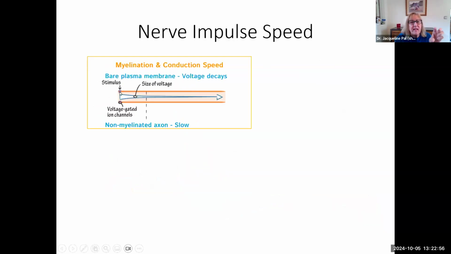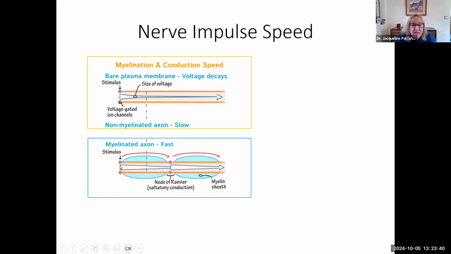Because what happens normally in a naked bare plasma membrane, where you have a naked axon without a myelin sheath, when you have the stimulus and you have that nerve impulse, it's going to be slow, and that impulse is going to get slower and slower the longer it travels. And so that's why the axons that don't have myelin tend to be really short. A millimeter, a half a millimeter, or a quarter millimeter. All those little interneurons in our brain that are very short. Okay.